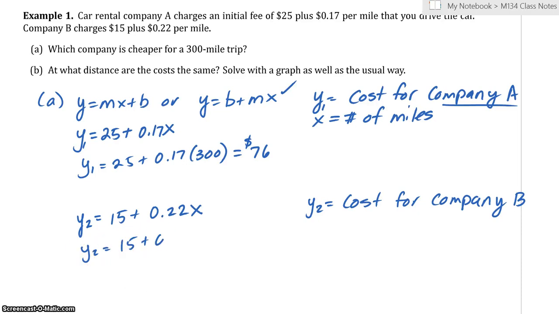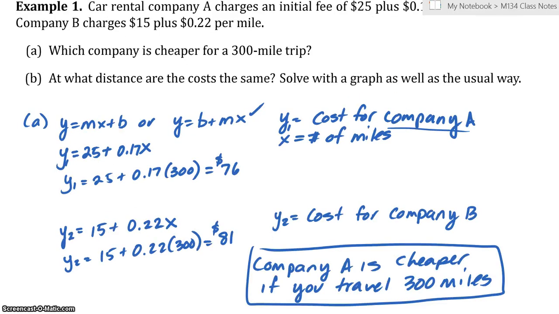What about company B? Let's do the same thing for company B, put in a 300, and what would we get there? 81. I took my calculator and multiplied 0.22 times 300, then added 15, and I got $81. So it looks like company A is cheaper. Company A is cheaper if you travel 300 miles. But is this always the case? Is there a distance that we can go where company B would be cheaper?